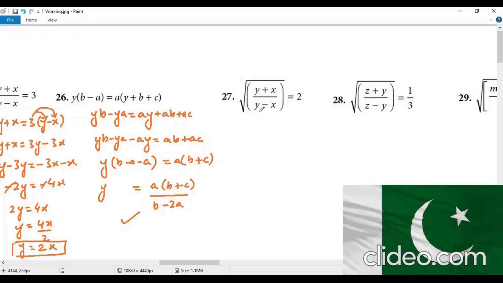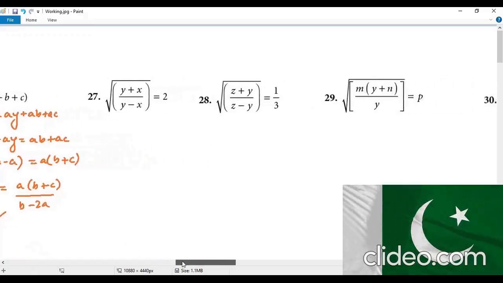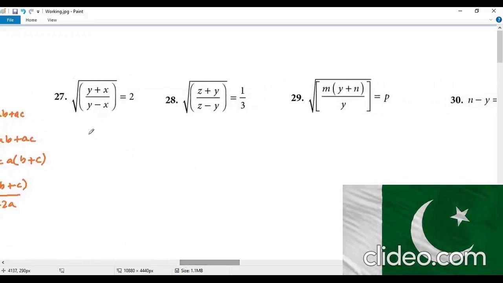Now as soon as you see a square root, opposite of square root is square. That means the whole thing will be squared to remove the radical sign or the square root sign.